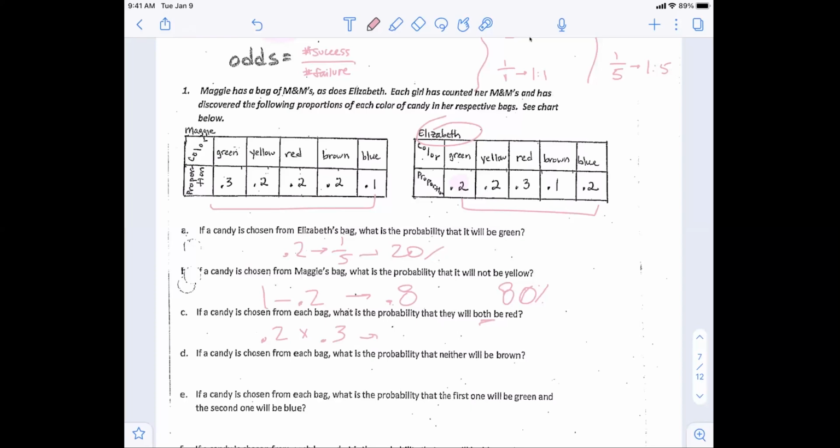When you multiply, be careful. I thought it was 0.6. It's 0.06, which is about 6%, not 60%. Those are two very different numbers.